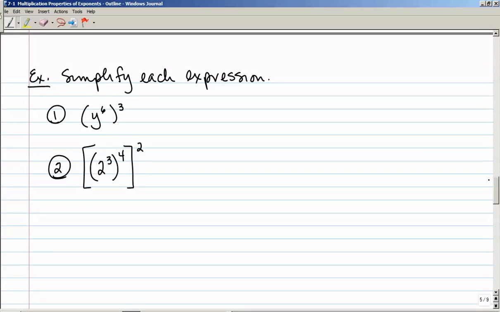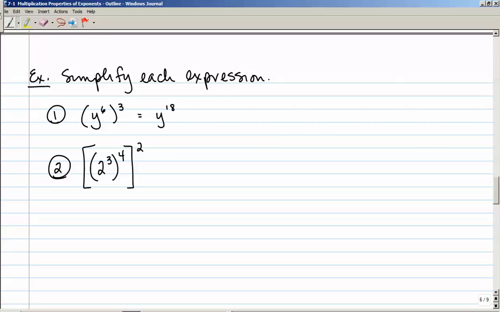Here's a couple examples. Simplify each expression. I have y to the 6th, the whole thing raised to the power of 3. Remember, what this really means is y to the 6th times y to the 6th times y to the 6th, that times itself 3 times. So I'm going to multiply my exponents, and that gives me y to the 18th.